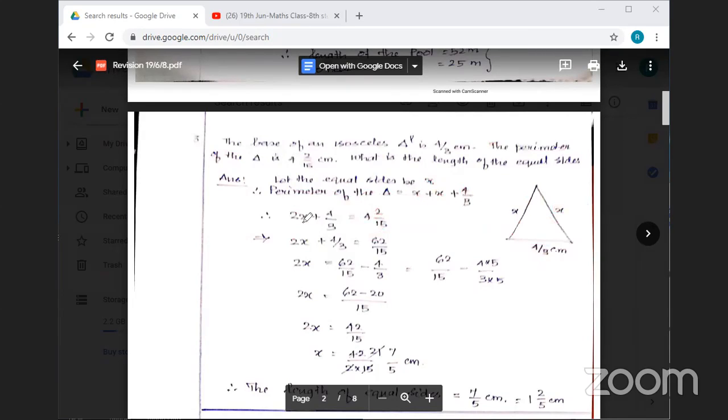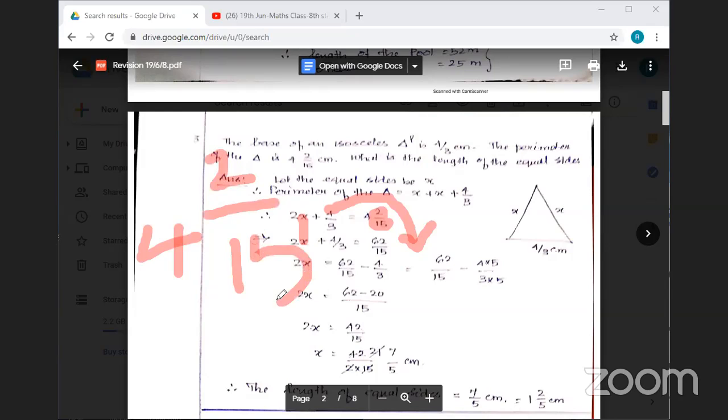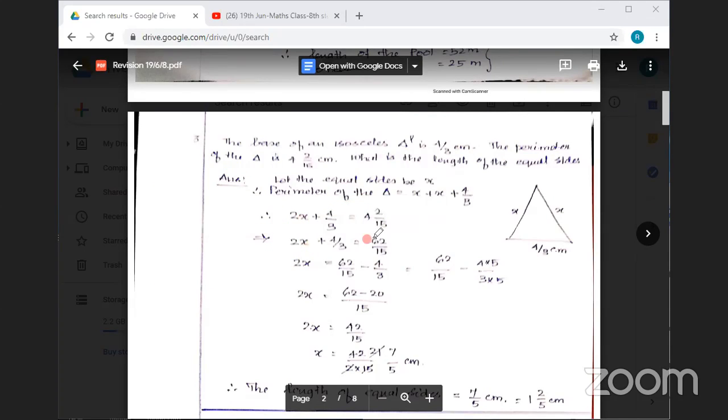Now, keep 2x here. The 4 by 3, take it to the other side. Before that, you have to convert 4 2 by 15 into an improper fraction. How can we convert it? 15 into 4 plus 2. Therefore, what is the answer? 62 by 15. Very good.